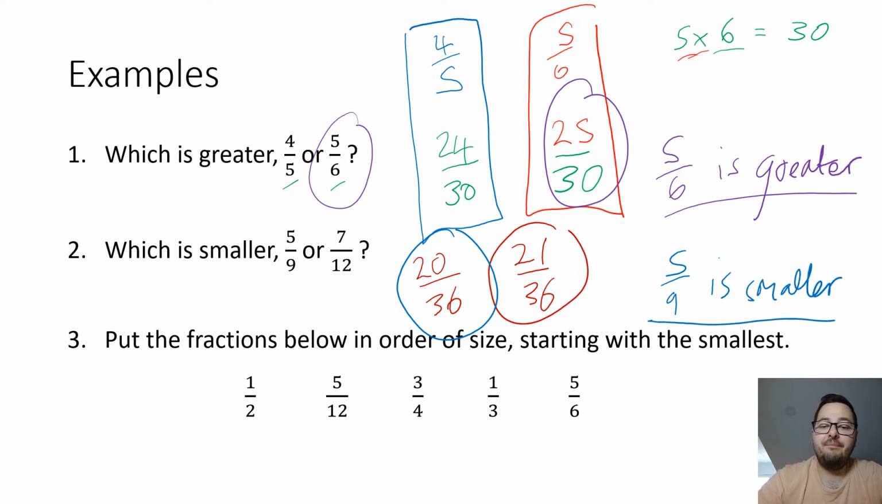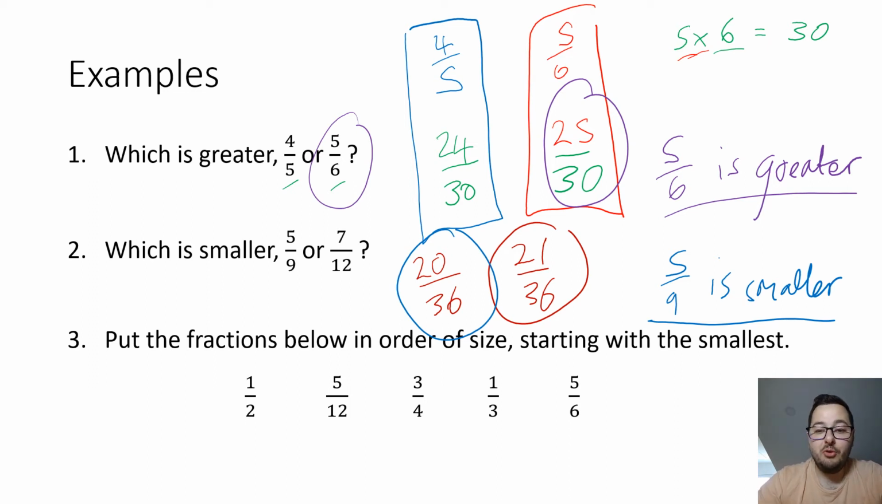Okay. Now number 3, this is more like a typical exam question you might get. It says put the fractions below in order of size, starting with the smallest. Now you've got 5 numbers here and you want to make them all over the same denominator. Now that sounds like a bit of a task, but they usually give you quite nice numbers.